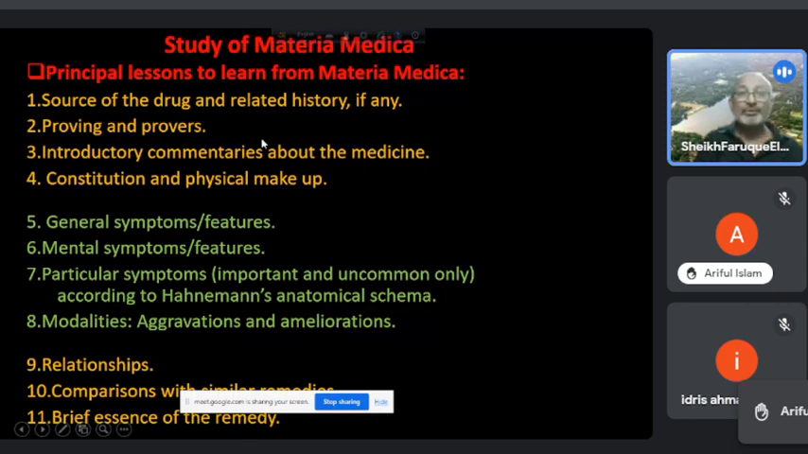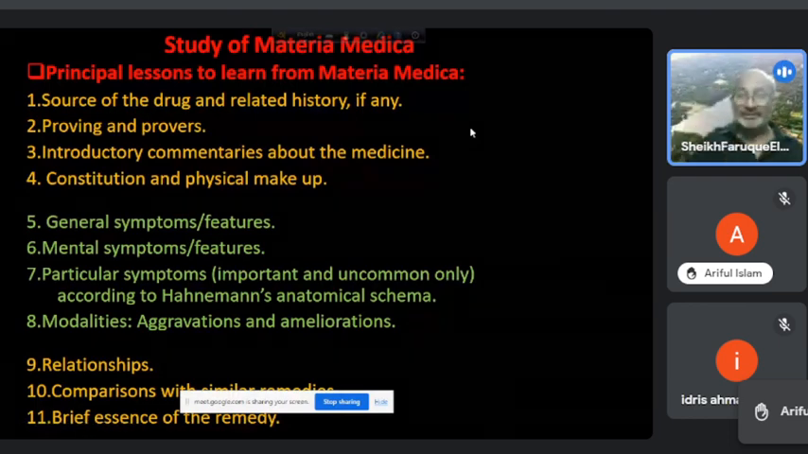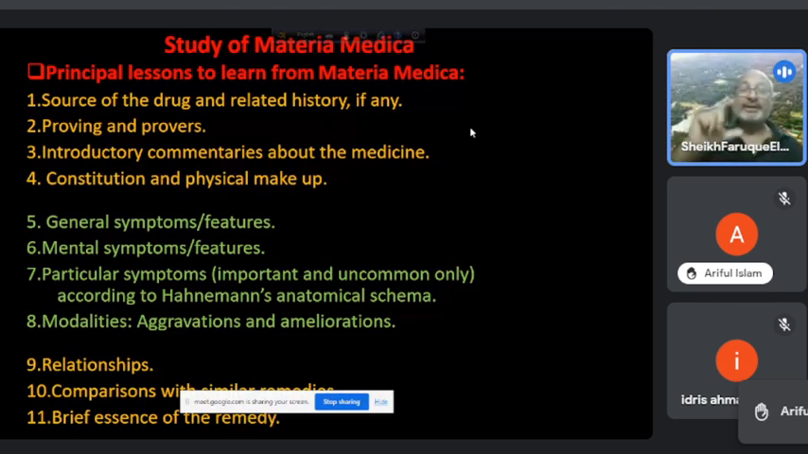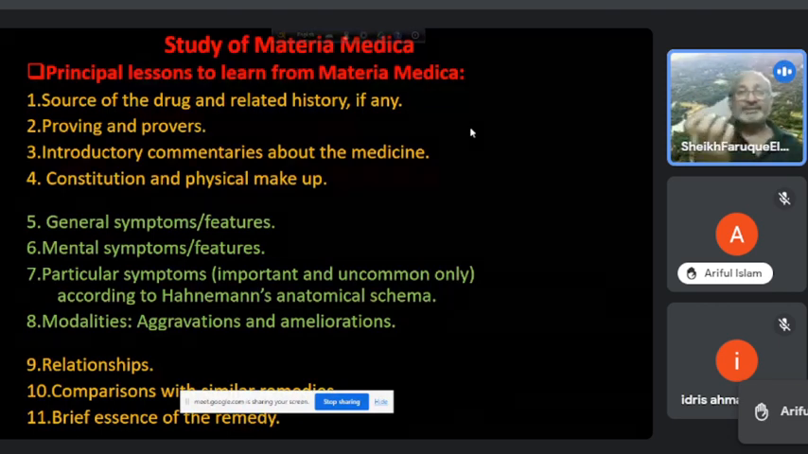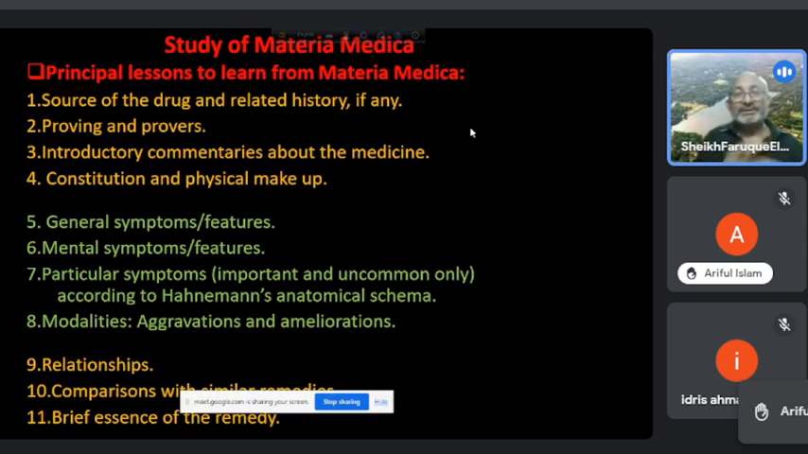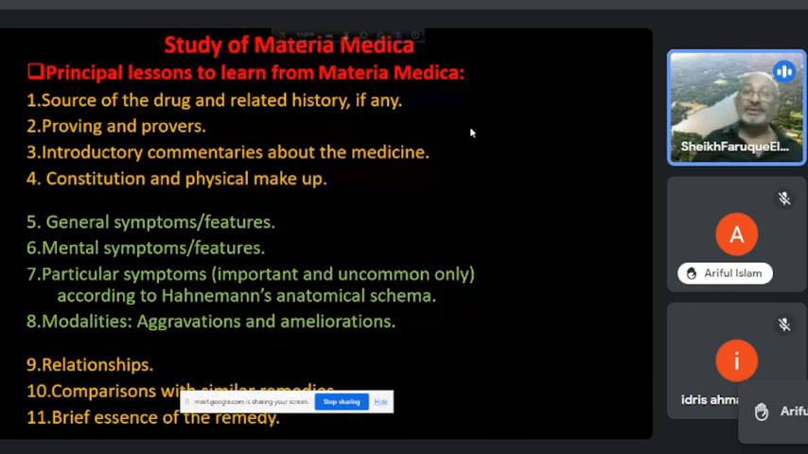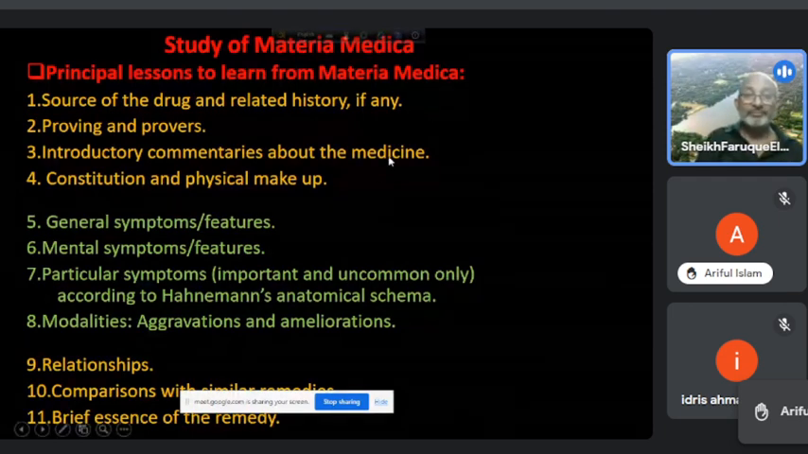And there are some introductory commentaries about the medicine. You find in many books they give commentaries about the medicine. This small commentary is the gem of this medicine. Dr. M.L. Tyler, she will write one poem about the medicine, saying this medicine is this and that in a few lines. So these are very good things also to learn the whole medicine.